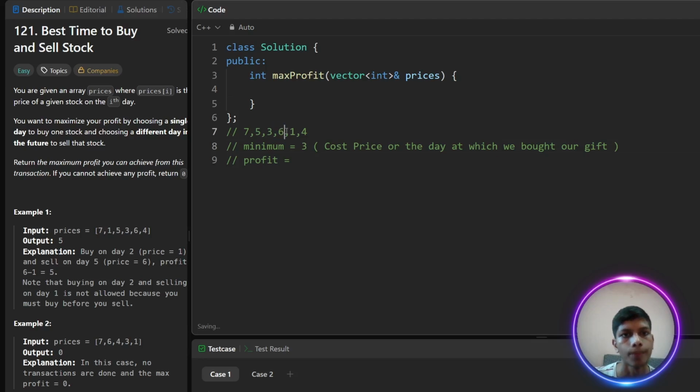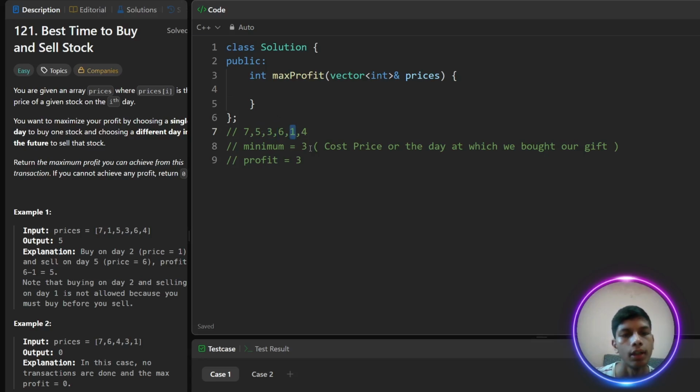But now 6 is greater than our minimum, so we can sell it at this day. We had bought it at this day and we can sell it at this day. So if we sell it at this day, then what will be the profit? 6 minus 3, it will be 3. Okay. Can I sell it at this day? No, because I bought it at this day, so I can't sell it at this day.